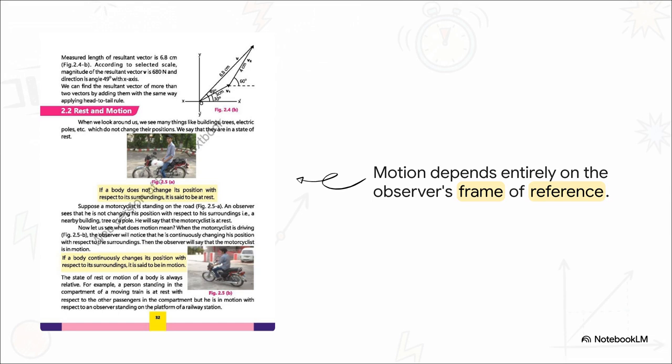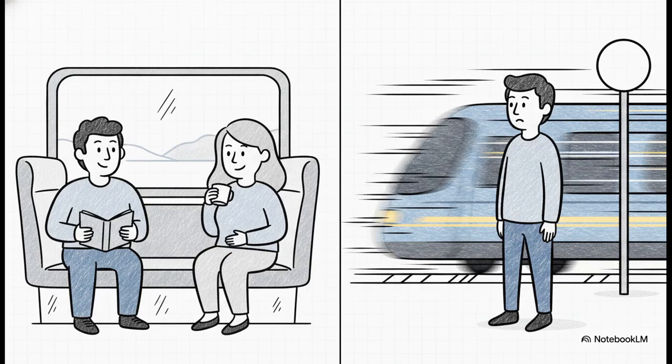Makes sense, right? But here is the real kicker. Motion is entirely relative. It all depends on your frame of reference. Imagine a passenger just sitting on a moving train. To the person sitting right next to them, they are perfectly at rest. They aren't going anywhere. But to someone standing outside on the station platform watching that train zoom by, that exact same passenger is in rapid motion. So you see, there's no absolute state of motion. It totally depends on where you're observing from.